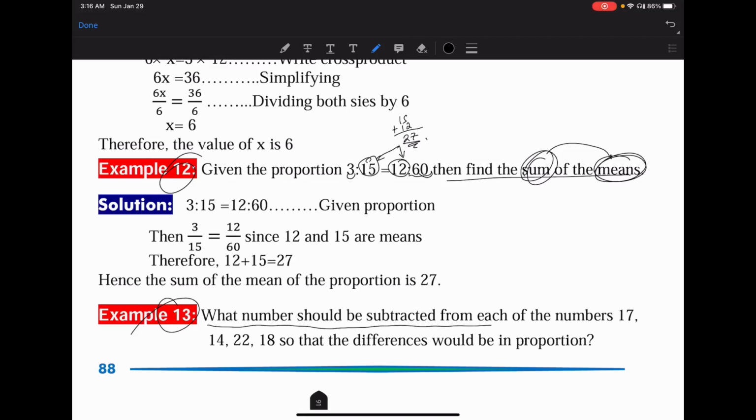What number should be subtracted from each of the numbers 17, 14, 22 and 18 so that the differences would be in proportion?